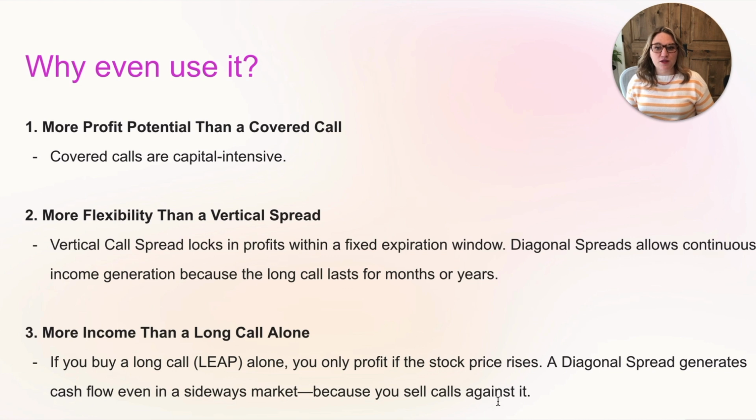There's more flexibility than the vertical spread. So the vertical spread locks in profits or losses with a fixed expiration window, and diagonal spreads allow for continuous income generation because a long call can last months or even years. And here I'm really talking about years. And number three, there's more income than a long call alone. So if you were just to buy a leaps alone, you only profit if the stock rises. A diagonal spread generates cash flow in a sideways market or a down market or an up market because you can sell calls against it.